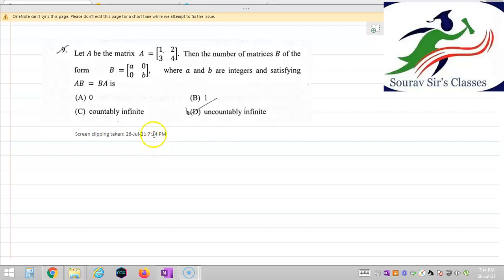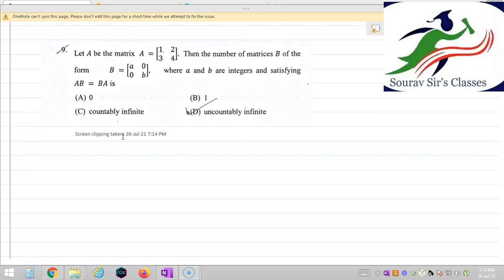So let's solve the question number 8 and 9. In this video, we are going to solve the question number 9 and question number 10. Okay, question number 9 says that A is the matrix given by 1, 2, 3, 4. The number of matrices B of the form B is equal to diagonal matrix (a, b), where a and b are integers satisfying AB is equal to BA, is.